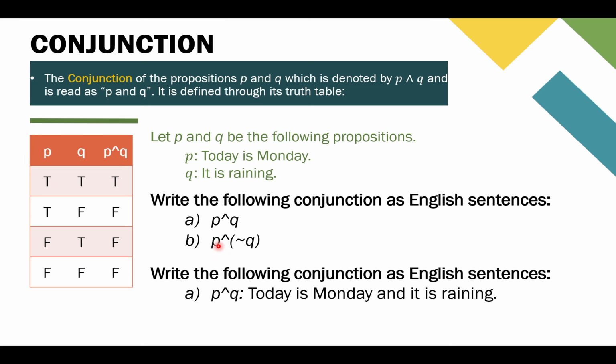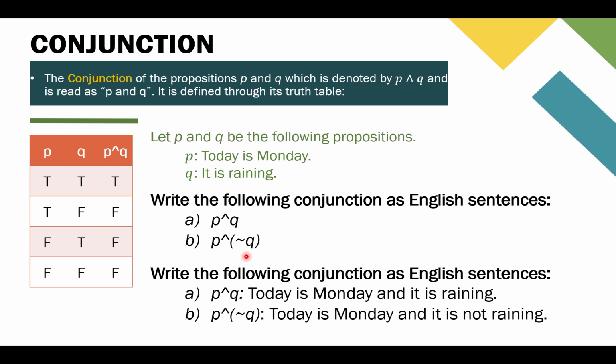So for the second one, P inverted V, not Q. Okay? P and not Q. So paano ba siya isusulat as English sentence? Pause the video. Okay, so for letter B, we have today is Monday and it is not raining. Bakit not raining? Kasi meron siyang tilde. So, in-apply natin yung negation ng proposition. Okay, remember that class ha? Today is Monday and it is not raining.